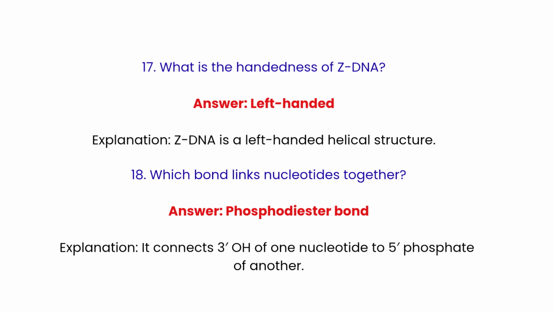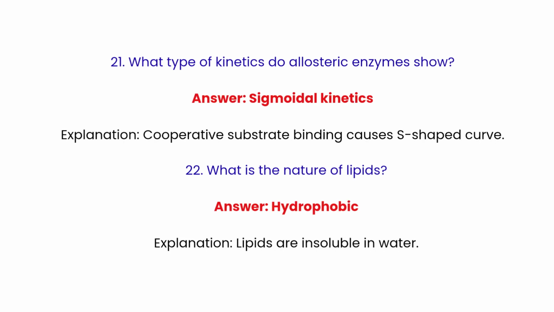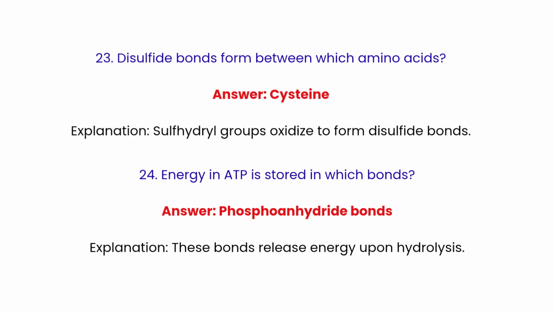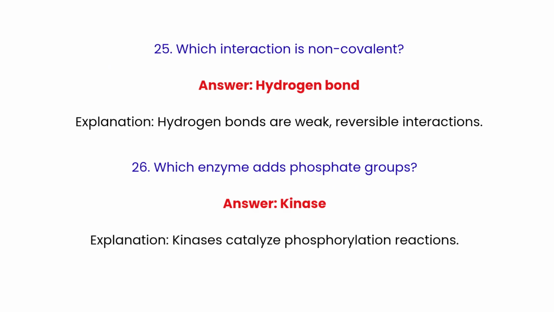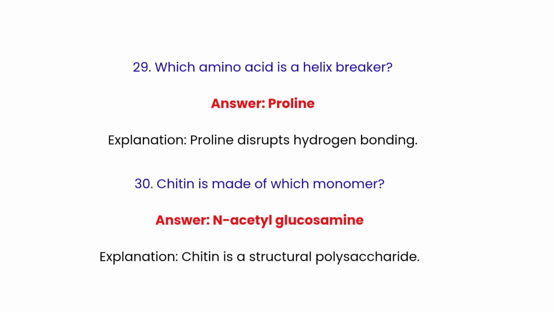Proteins are the most versatile biomolecules. They function as enzymes, structural proteins, transport proteins, hormones, and antibodies. The function of a protein is directly related to its three-dimensional structure. Protein structure is organized into four levels: primary, secondary, tertiary, and quaternary. The primary structure refers to the amino acid sequence. Secondary structure includes alpha helices and beta sheets. Tertiary structure is the overall folding of a single polypeptide chain. Quaternary structure exists only in proteins with multiple subunits.